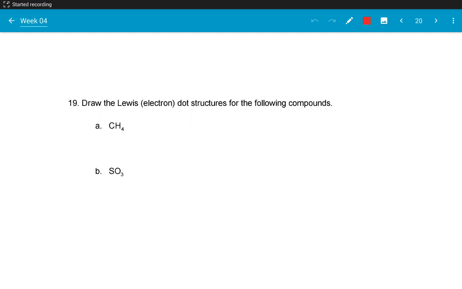Draw the Lewis or electron dot structures for the following compounds. Well, if we look at CH4, alternately called methane, we can see that we have 1 carbon and 4 hydrogens. The 1 carbon brings 4 electrons by itself to the party, and each of the 4 hydrogens brings 1 electron. So we have a total of 8 electrons to work with.